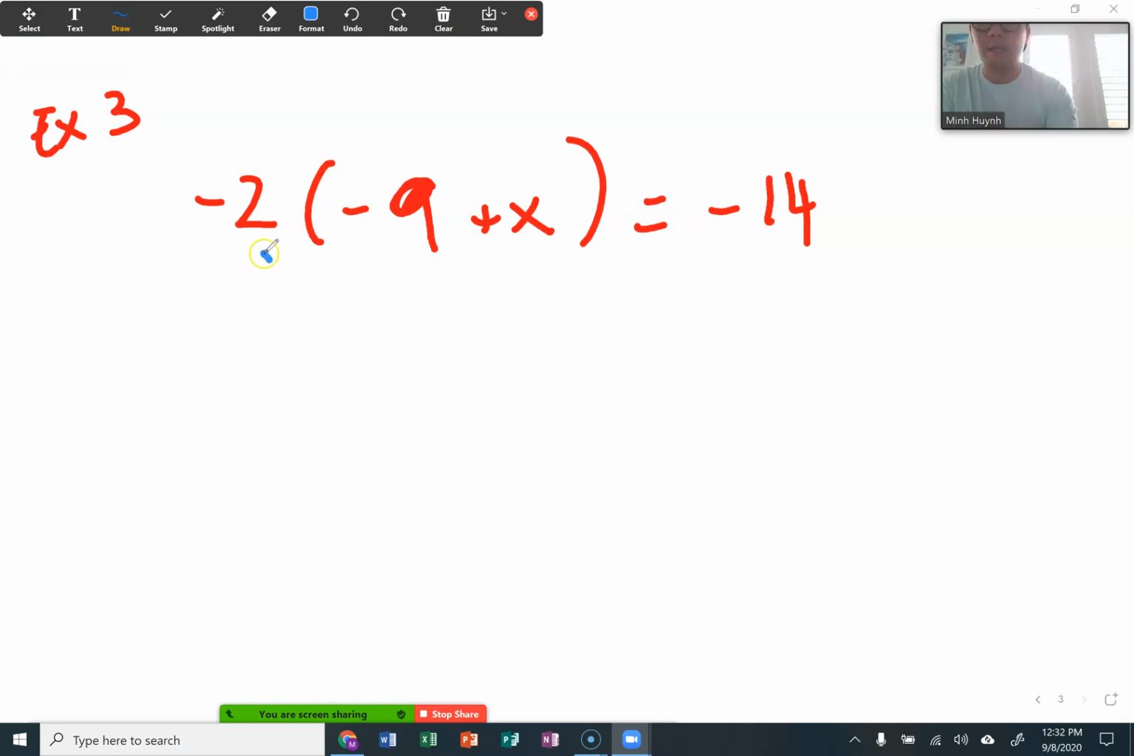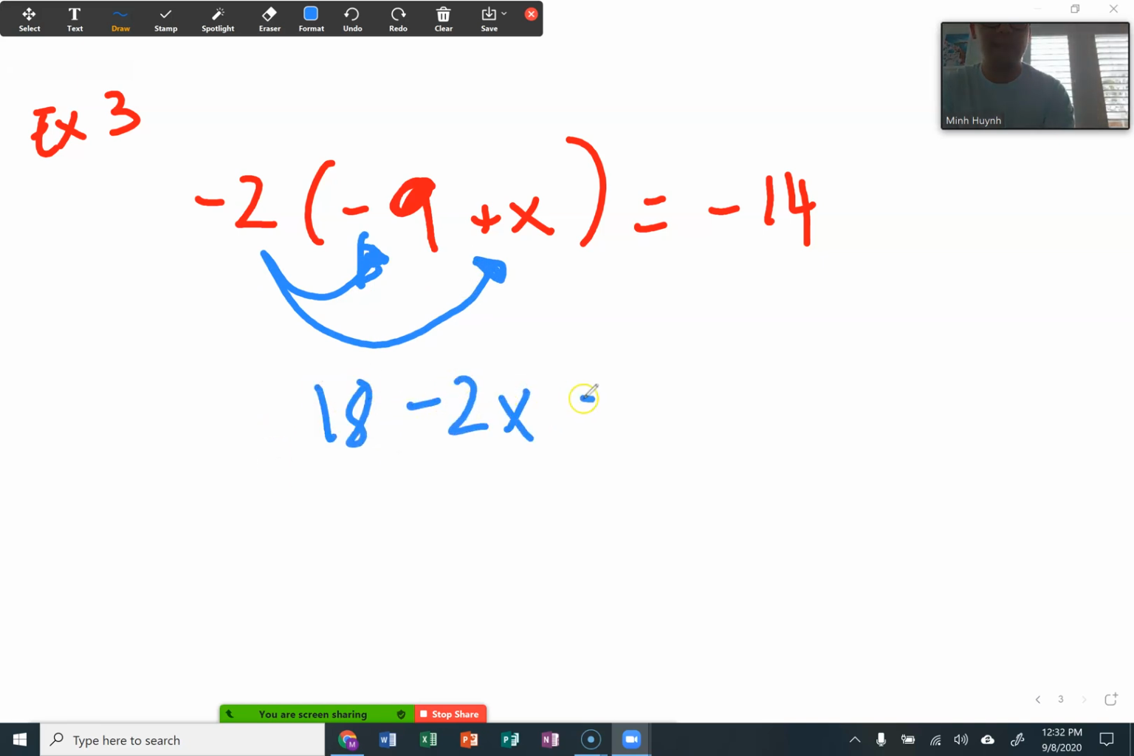So this one, again, use the distributive property. Draw your arrows, right? I'm sure you guys can draw nicer arrows than I can. So that's going to be 18 minus 2x is equal to -14. And again, isolate the variables.